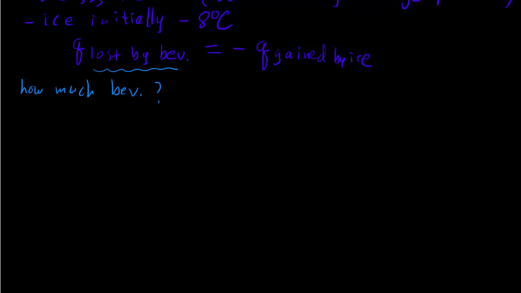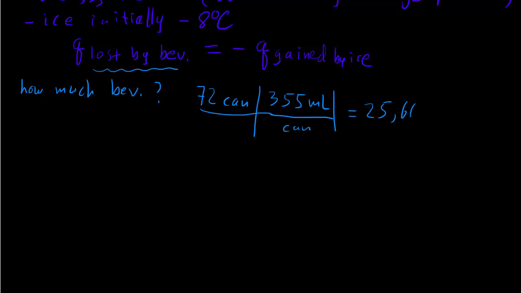Well, we know that we have 72 cans, right? And each can has 355 milliliters, so 355 milliliters per can. And so just multiplying that out, we get 25,600 milliliters. I told you this was going to be a good party, so we got lots of tasty beverage here. The cans cancel out, and that tells us how many total milliliters we had. Well, we still need to get that in some way into grams.